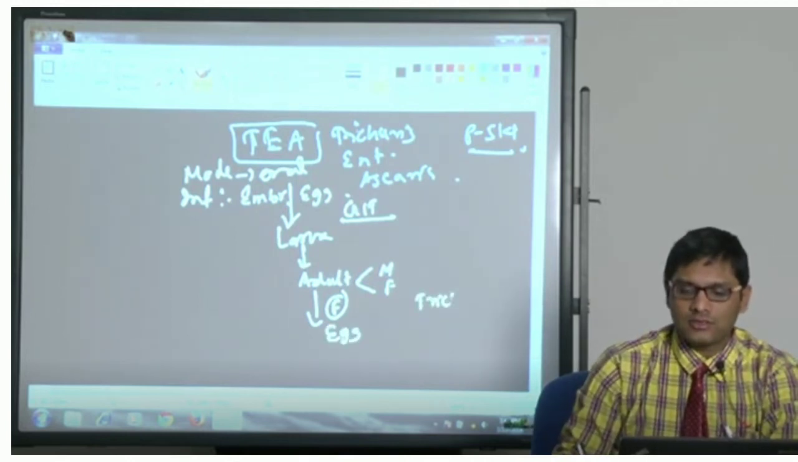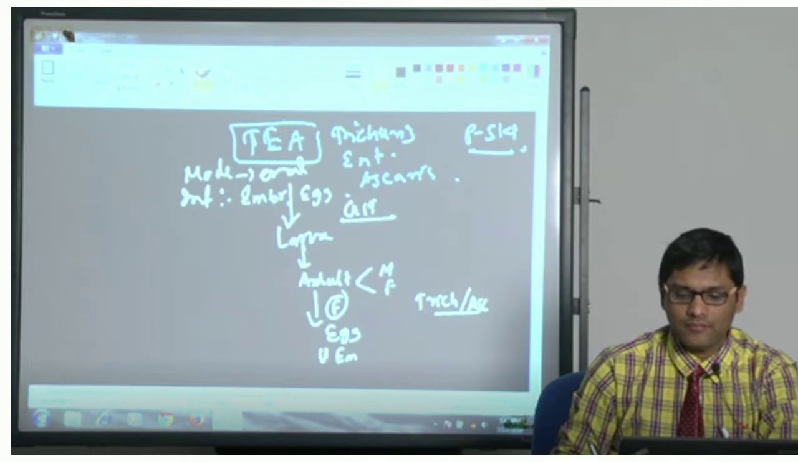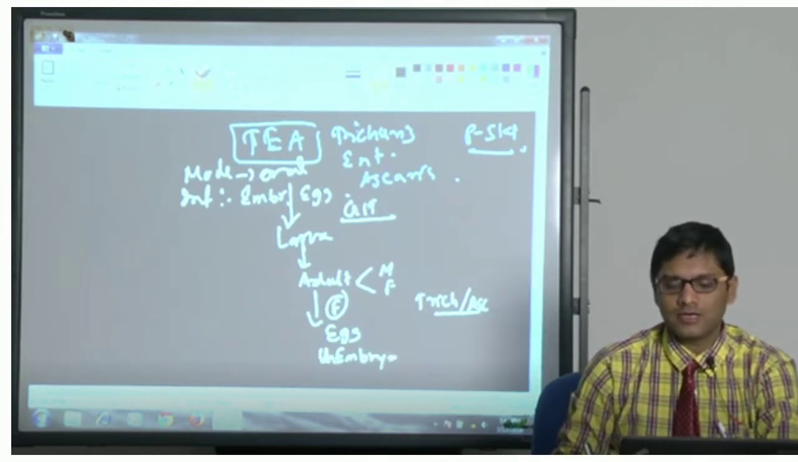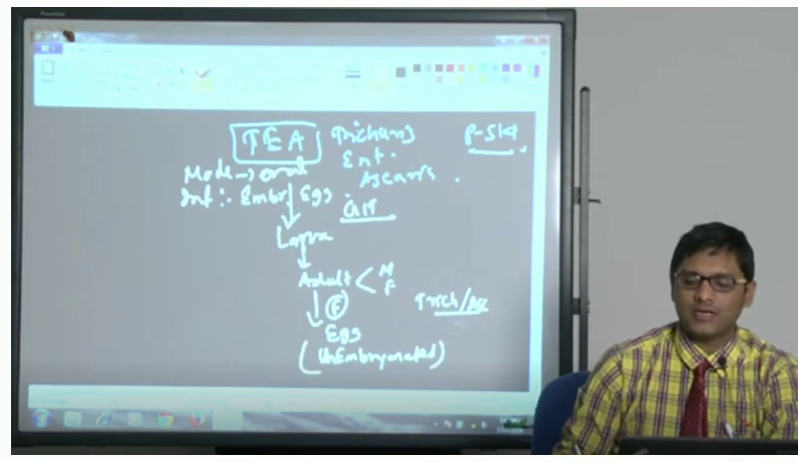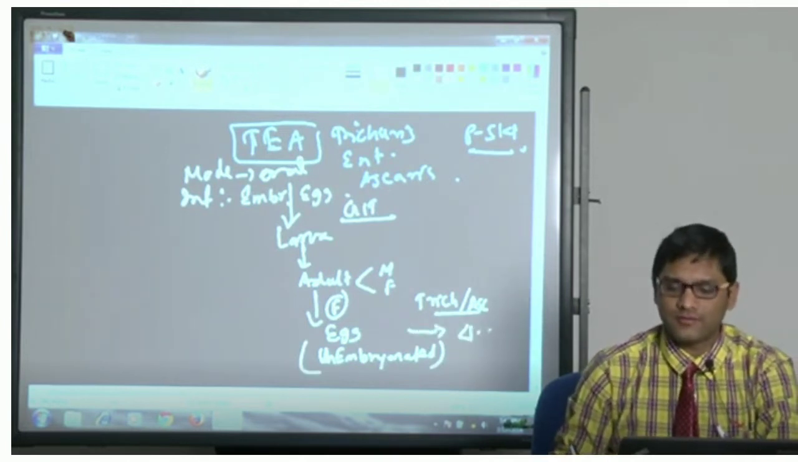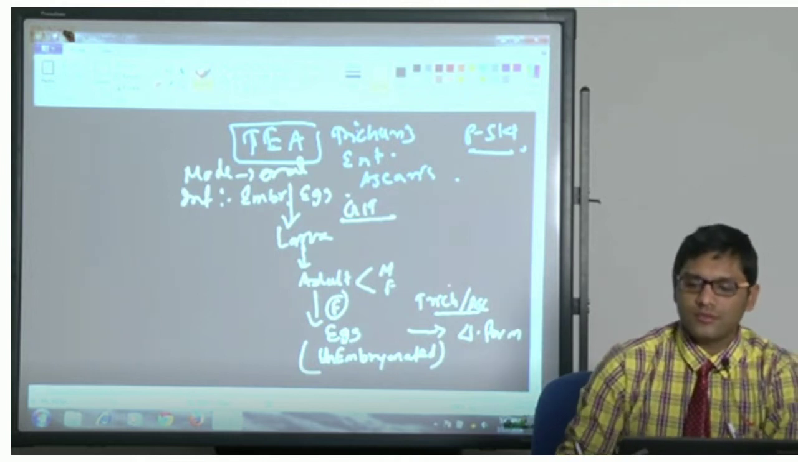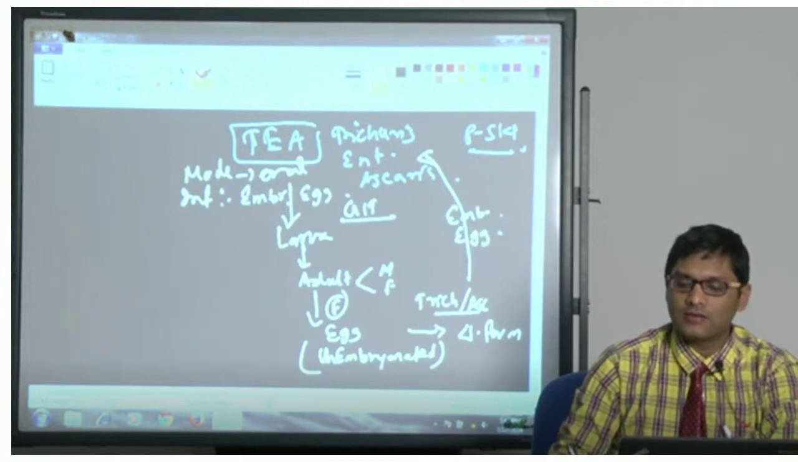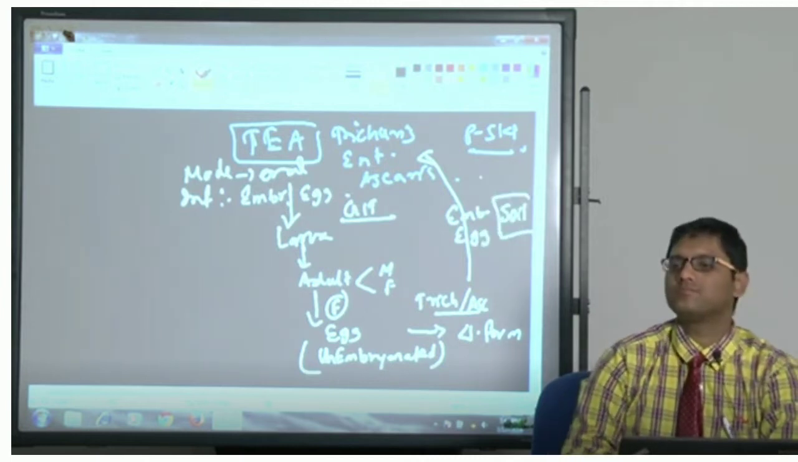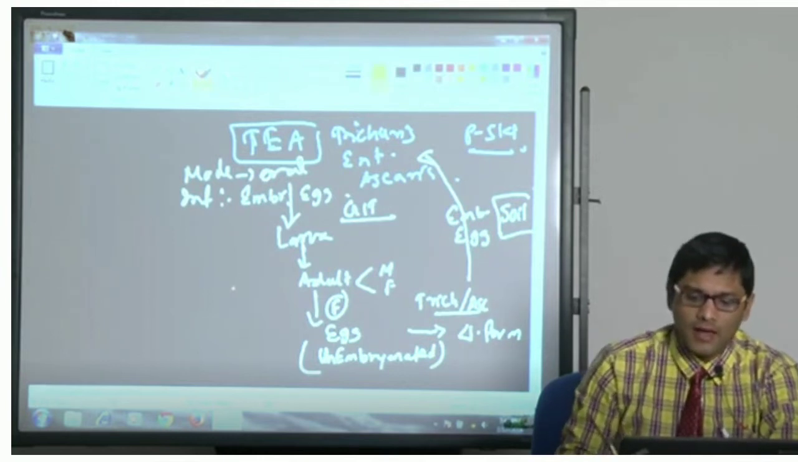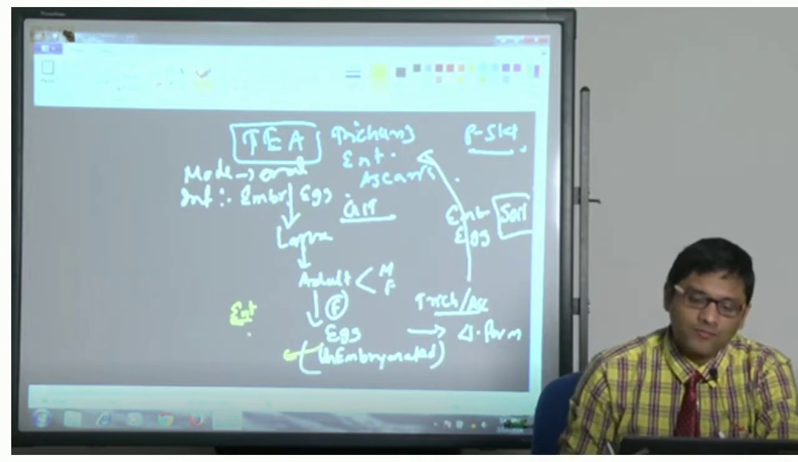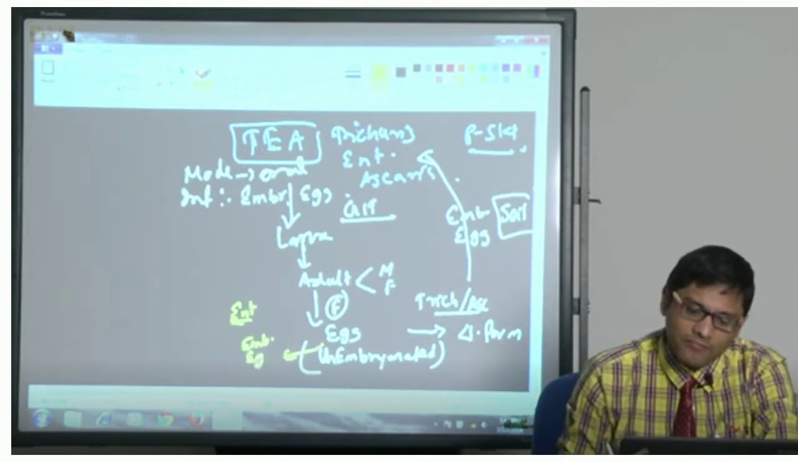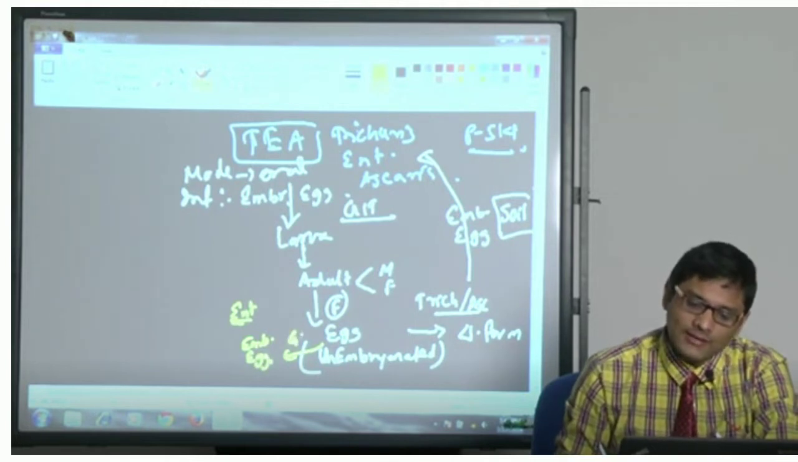And for Trichuris and Ascaris, eggs are initially immature, that is unembryonated. The unembryonated eggs are the only diagnostic form. They will become embryonated egg only in the environment. What is remaining? Enterobius. For Enterobius, the unembryonated egg will become embryonated egg in the GIT itself.